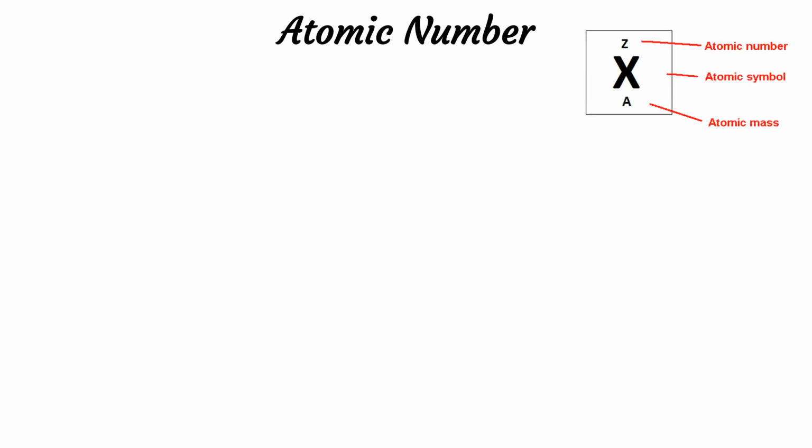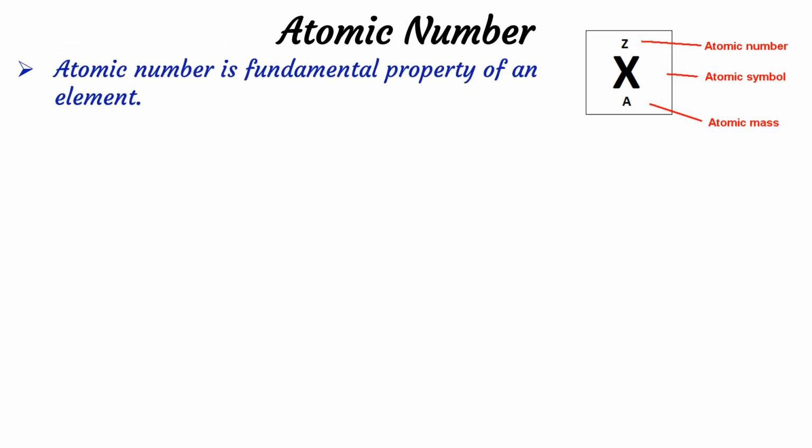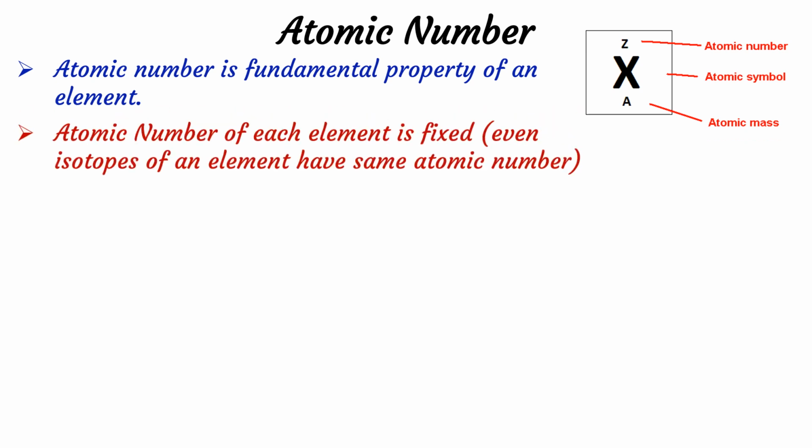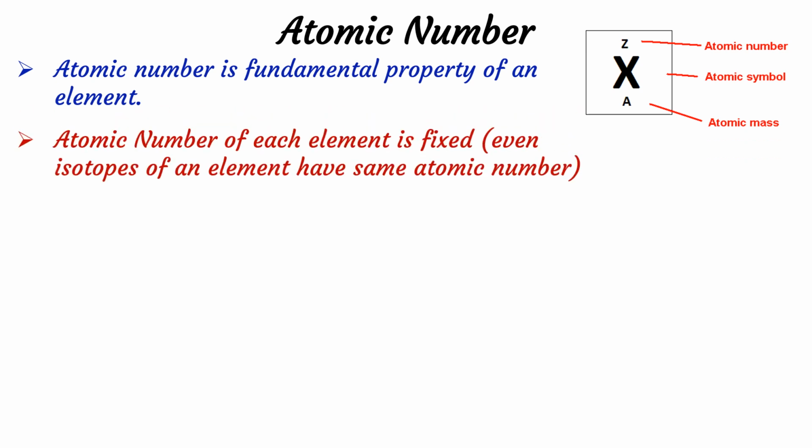What is the importance of atomic number? As you already know, atomic mass is represented by A and atomic number is represented by Z. Atomic mass is the total number of protons and neutrons inside the nucleus, while atomic number is equal to the number of protons or number of electrons. So, atomic number is a fundamental property of an element. Atomic number of each element is fixed. Even isotopes of an element have the same atomic number.